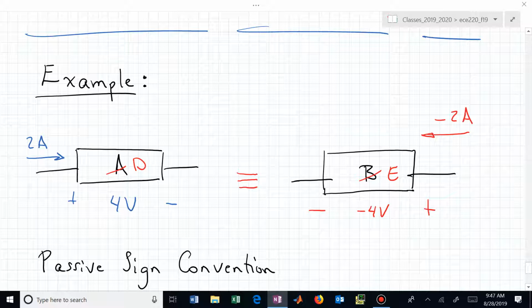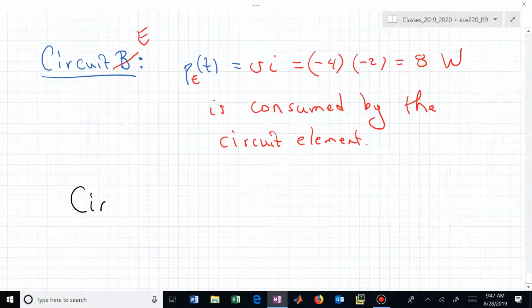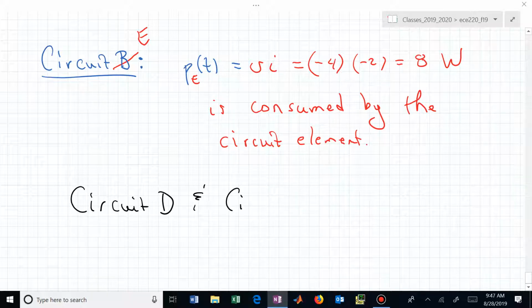But in this case, circuit D and circuit E are identical.